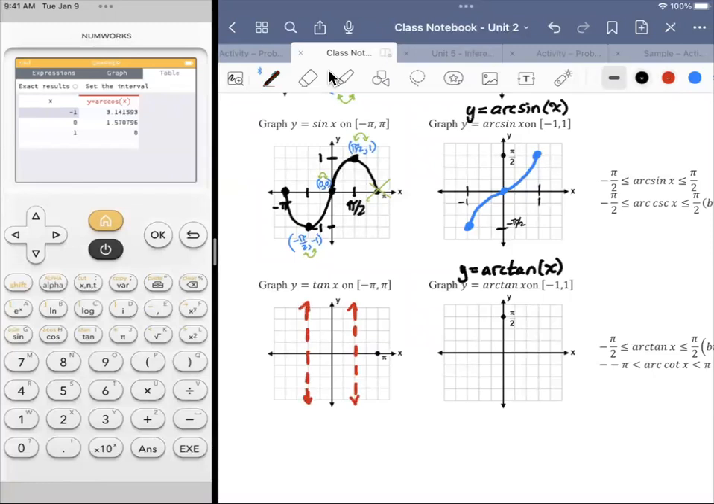And here's negative pi. All right. So I'd have my point right in the middle, increasing throughout the domain.